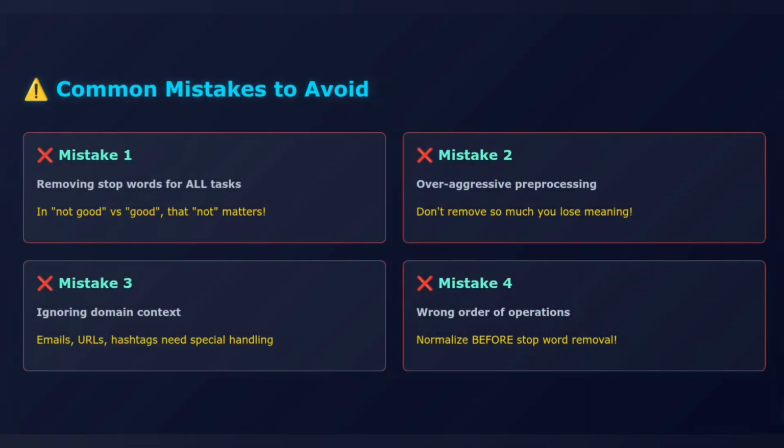Quick warning about common mistakes. Mistake 1, removing stop words for all tasks. Sometimes they matter. In "not good" versus "good", that "not" is crucial for sentiment. Mistake 2, over-aggressive pre-processing. Don't remove so much that you lose meaning. And mistake 3, ignoring context. Email addresses, URLs, hashtags. Decide how to handle these before pre-processing. Learn from my mistakes. Save yourself the debugging headaches.